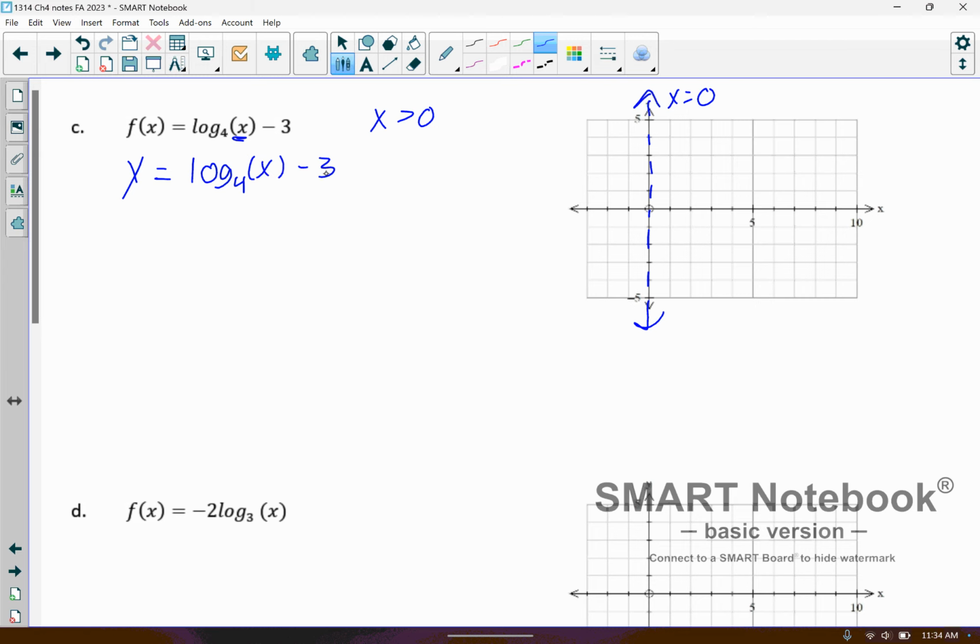And then our next step has been to convert to exponential form, which we will do, but I can't do that until the log is isolated. So I can't have this minus 3 here to do my conversion. So I'm actually going to have to add 3 to both sides first. So I'm going to end up with y plus 3 equals log base 4 of x. Now I'm ready to convert it to exponential form, which would be 4 to the power of y plus 3 is equal to x.